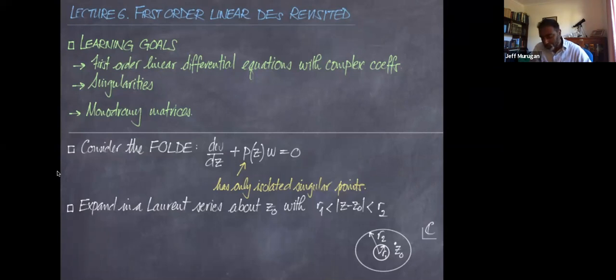Okay. So what do I mean? What do I get when I make this expansion? When I make the expansion, I'll find that in this region, I can write P of z as the sum from n equals minus infinity to infinity of some set of coefficients, let's call them an, times z minus z0 to the nth power. Okay.